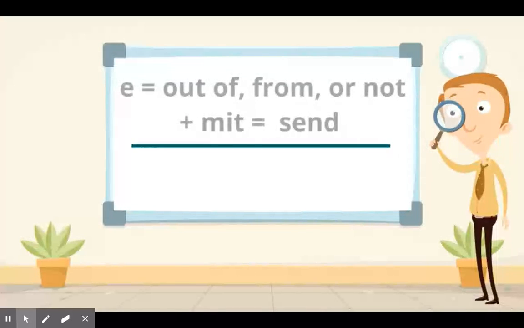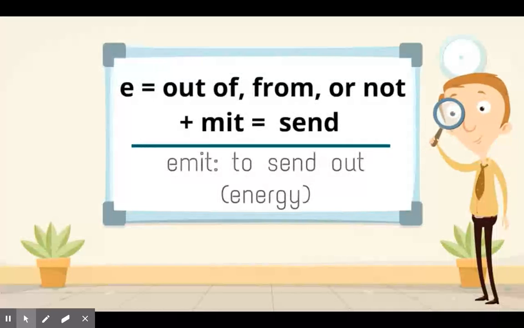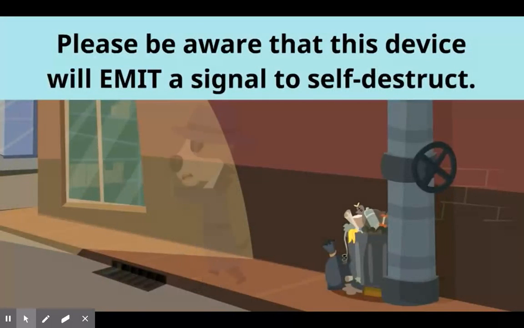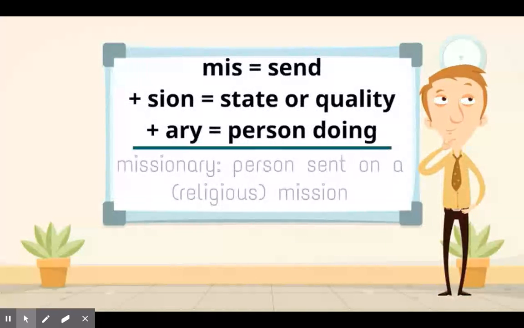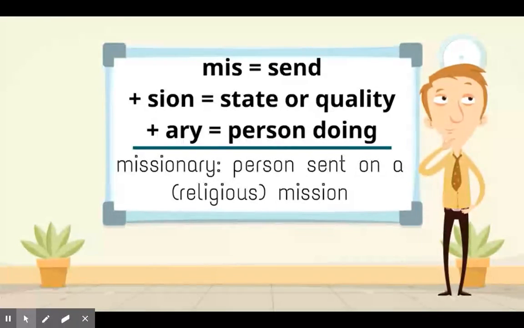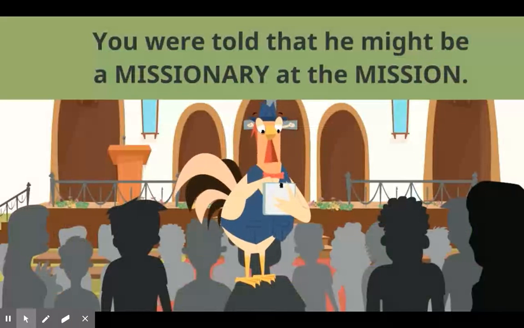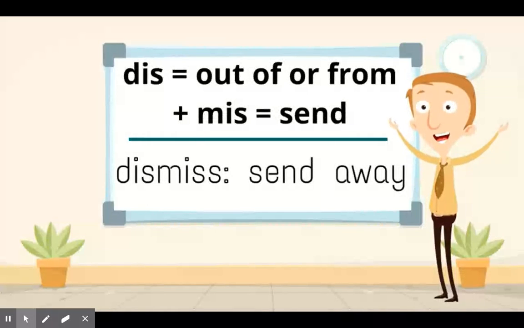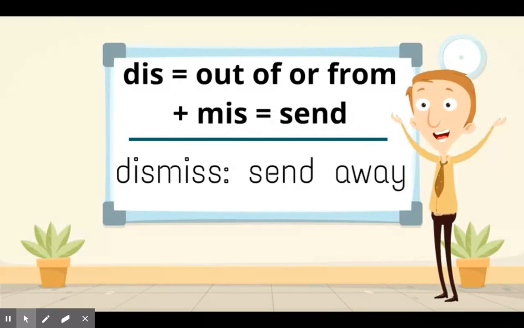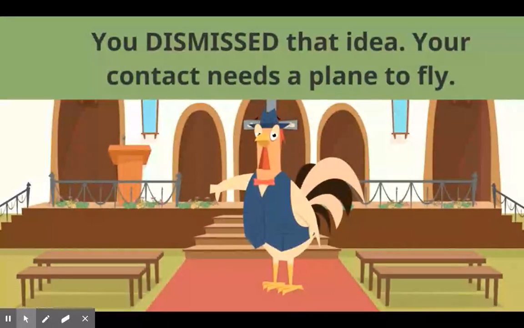E, meaning out of, from, or not, plus mit, meaning send, make emit, to send out, energy. Please be aware that this device will emit a signal to self-destruct. Miss, meaning send, plus shun, meaning state or quality, plus eri, meaning a person doing, make a missionary, a person sent on a religious mission. You were told that he might be a missionary at the mission. Dis, meaning out of or from, plus miss, meaning send, make dismiss, to send away. You dismiss that idea. Your contact needs a plane to fly.